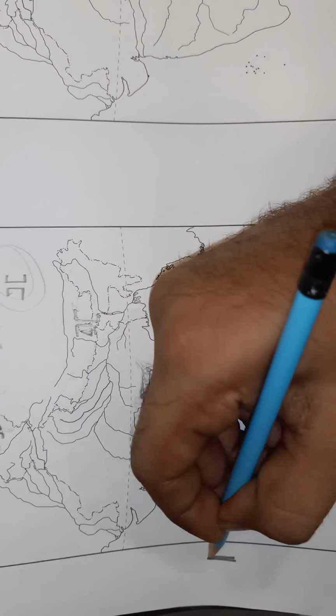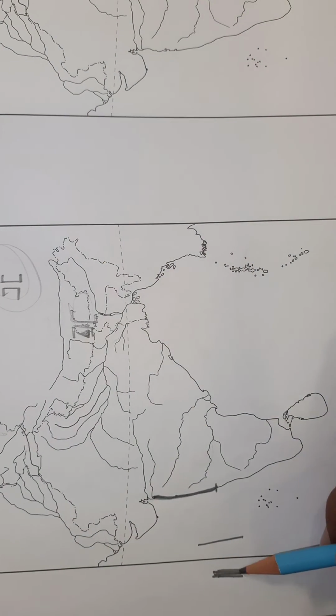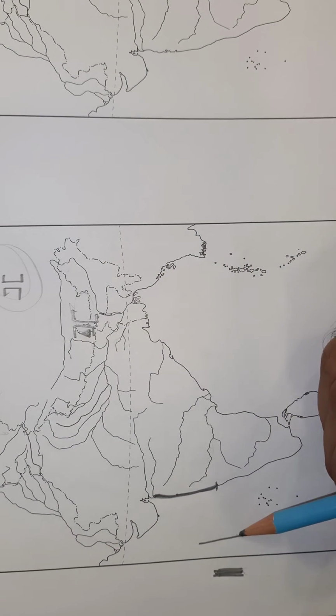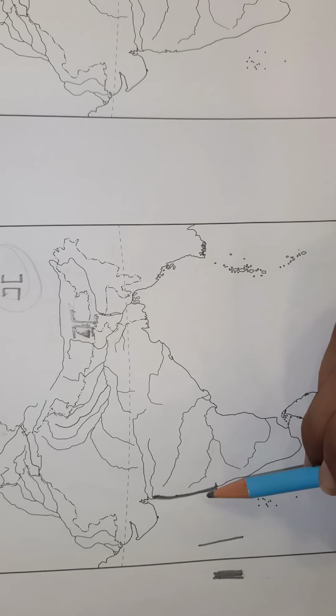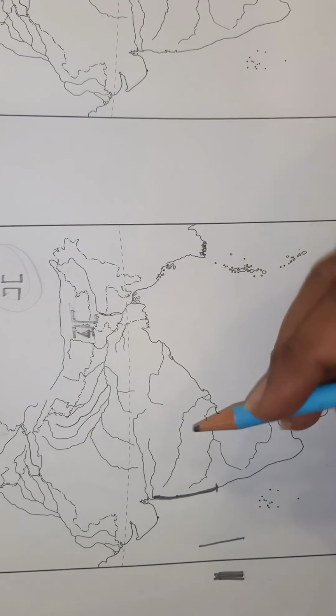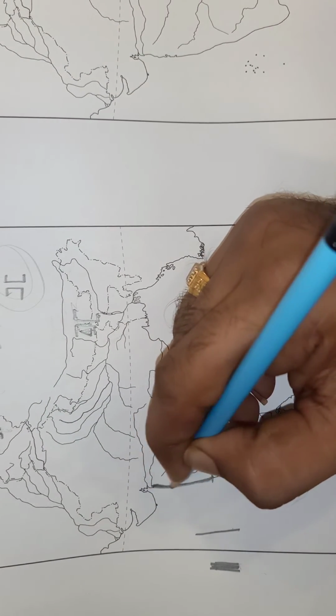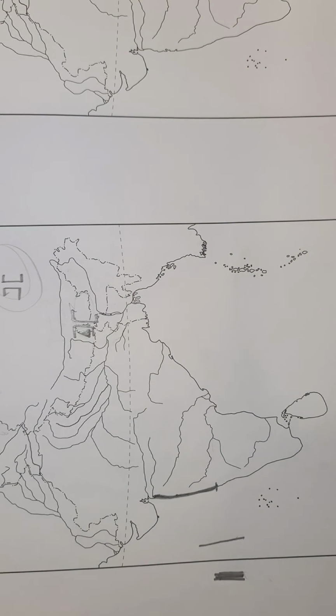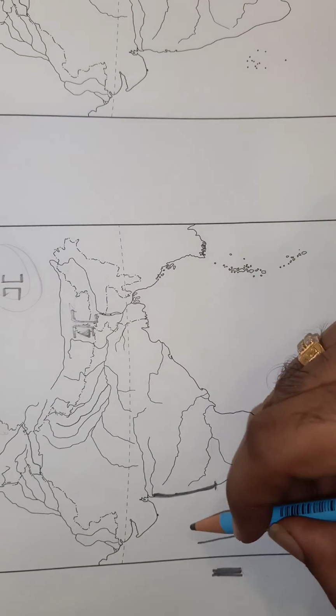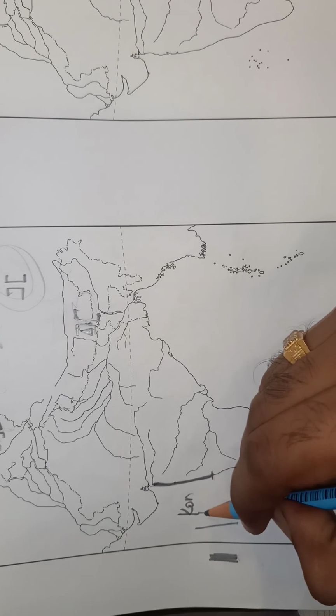It should not be like this. It should not be thick. It should be a single line. Why? Because it's a coast. If you draw a thick line, it will be called an area. So just draw a single dark line to draw a coast. So up till here is what? This is the Konkan coast.